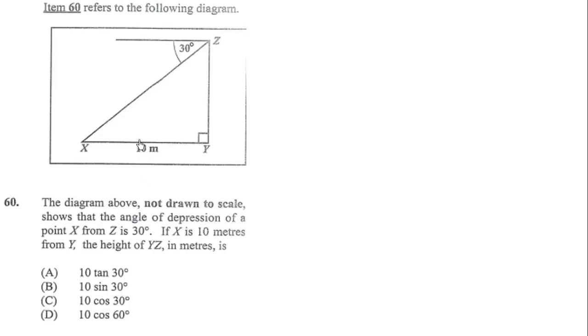So, because this is parallel to this, by the alternate interior angle theorem, this angle is also 30 degrees. So we know an angle and we want to find the opposite, knowing the adjacent. So we can use the so-called tangent ratio, and tan 30 will be equal to opposite YZ over adjacent XY.